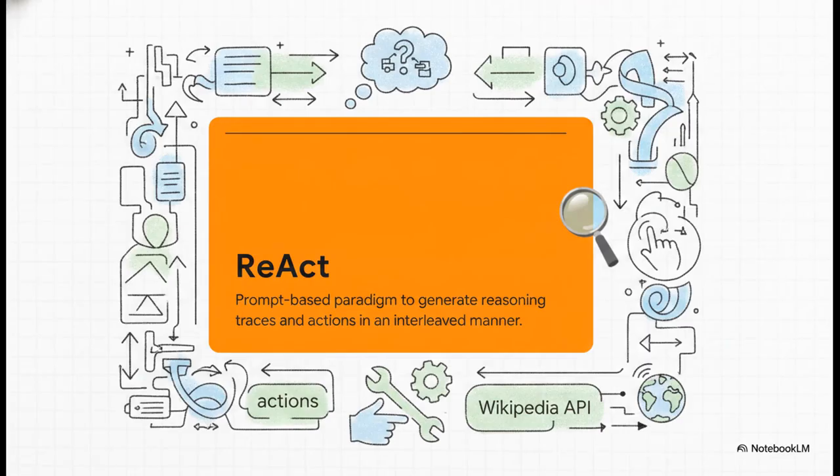Enter ReAct. So ReAct is essentially a prompt-based paradigm that prompts large language models to generate both verbal reasoning traces and actions in this beautifully interleaved manner. By mashing these two modes together, ReAct allows the model to reason to act, which means creating and adjusting high-level plans, and act to reason, which is interacting with external tools, like, say, a Wikipedia API, to pull in fresh, accurate data. That way, it updates its knowledge dynamically on the fly.